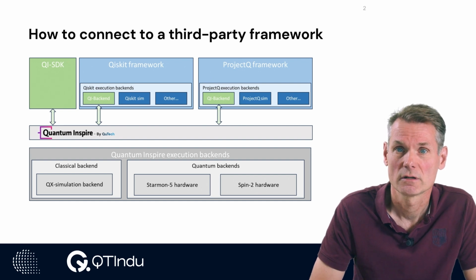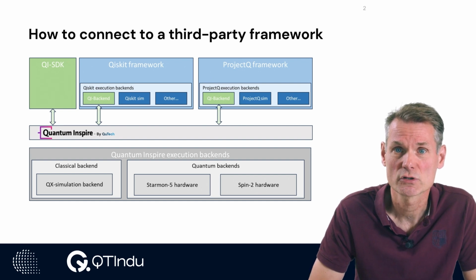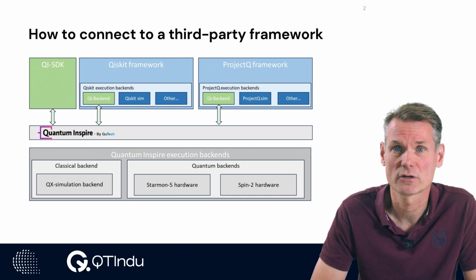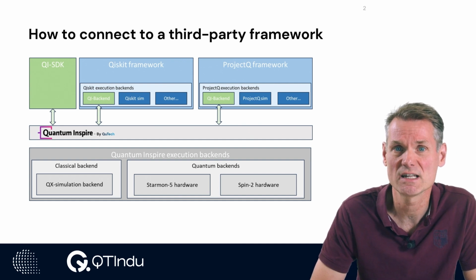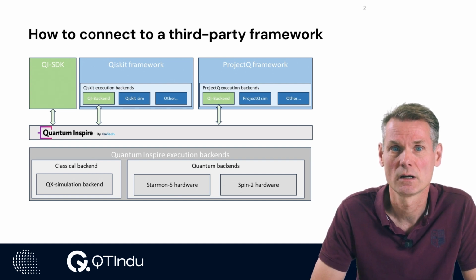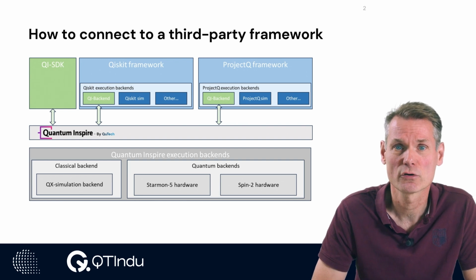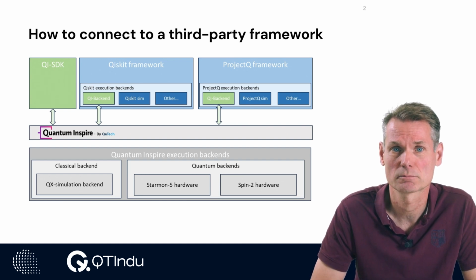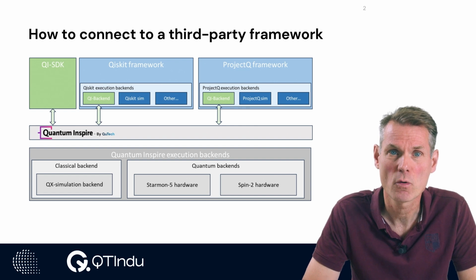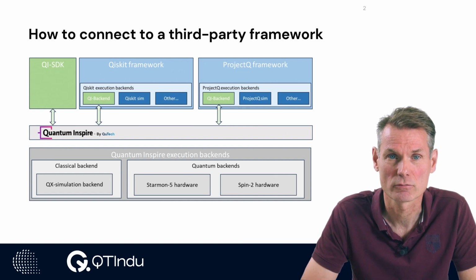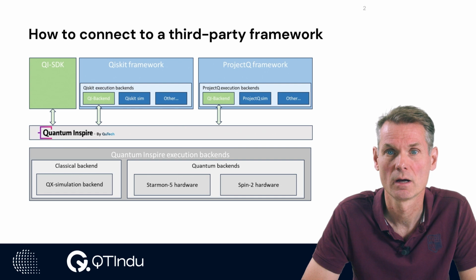Under the hood, the QI SDK translates the user circuit created in Qiskit or ProjectQ to a corresponding CQASM program and sends this program to Quantum Inspire to be executed on the chosen QI backend. The result coming from Quantum Inspire is translated to a result that Qiskit or ProjectQ expects. In the next part we will show how a quantum circuit is built and run via the Qiskit framework. We leave ProjectQ for now because Qiskit is more widely used.